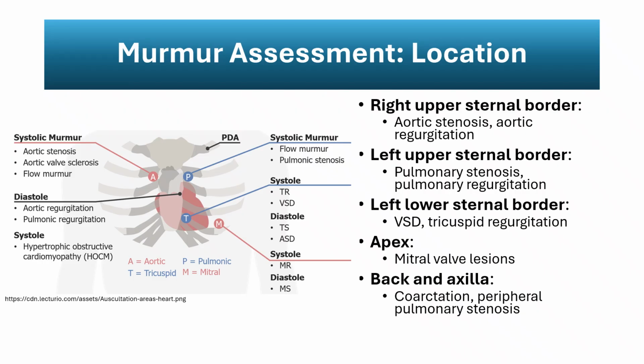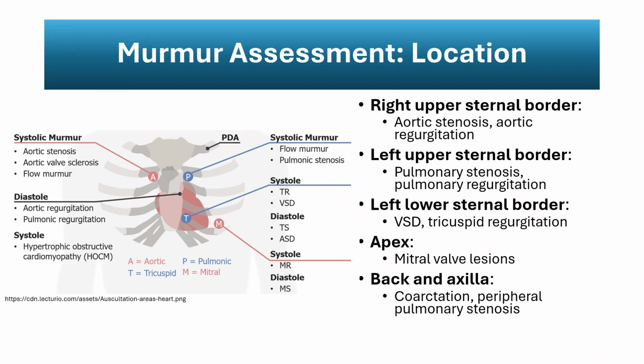VSDs create a harsh, hollow systolic murmur as blood is forced from the high-pressure left ventricle into the right. Tricuspid regurgitation, by contrast, results in a hollow systolic murmur that may increase with inspiration. At the cardiac apex, murmurs typically reflect mitral valve disease. Mitral regurgitation produces a blowing systolic murmur, while mitral stenosis generates a diastolic rumble, though stenosis is rare in neonates.